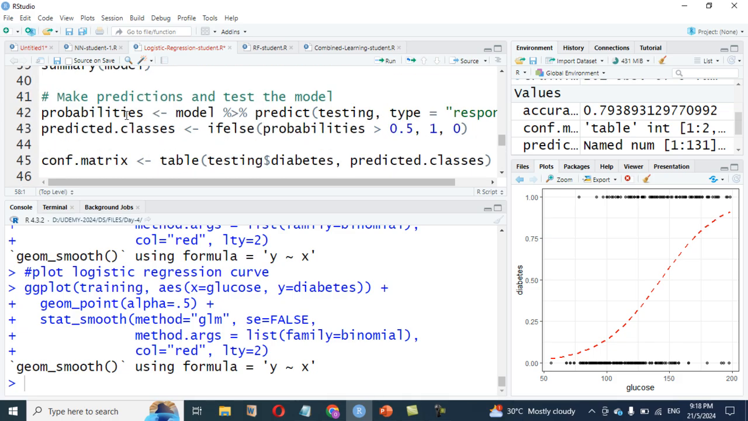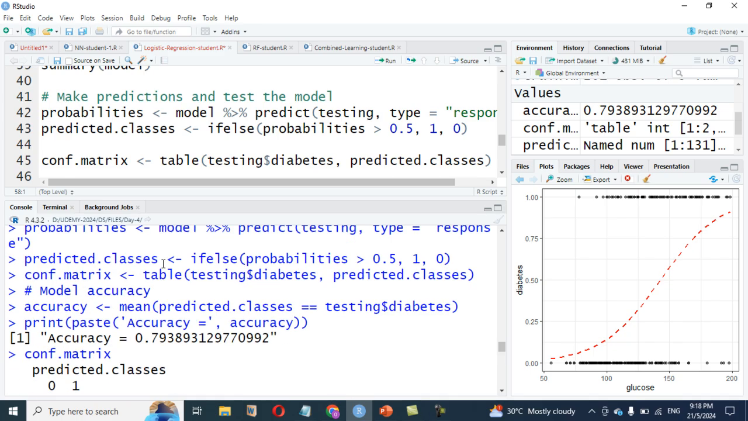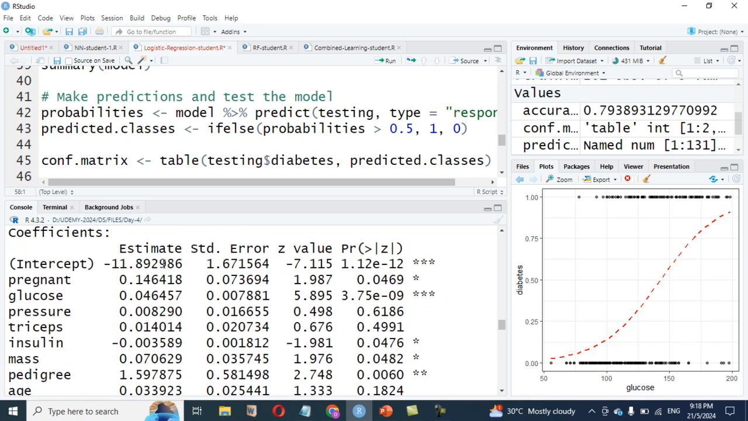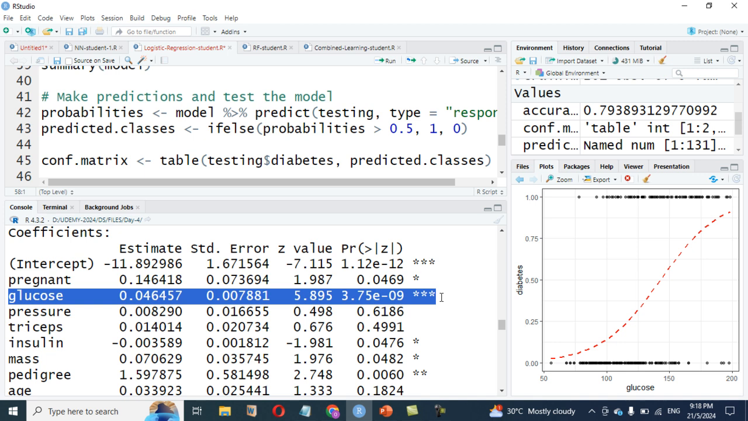Both the accuracy that we have predicted and the p-value shown here are very important, so you can note them. For glucose, it means glucose has a higher probability of somebody having diabetes. That is what we just concluded.